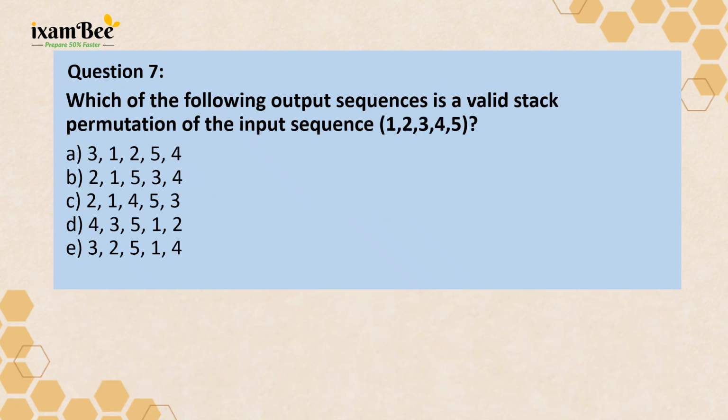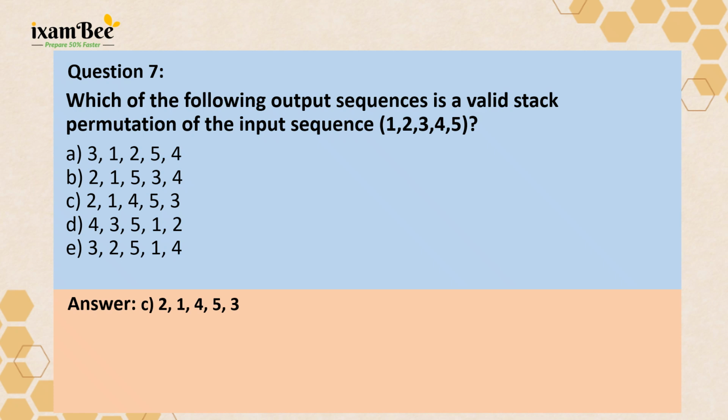Now, which of the following output sequences is a valid stack permutation of the input sequence 1, 2, 3, 4, 5? And you're given multiple options. You have to select the option which is the valid stack permutation. So here the answer is C, which is 2, 1, 4, 5, 3. What you can do is first you can push 1, then 2. After this, you will be popping out both the values. So 2 and 1 would be the output.